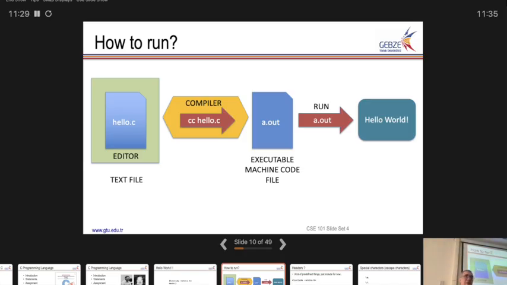Typical editors in Unix are VI, Vim, Nano, Edit. No, Edit is not single line. Nano, Vim, and VI are typical editors from the shell. Emacs also is an editor which you can use.